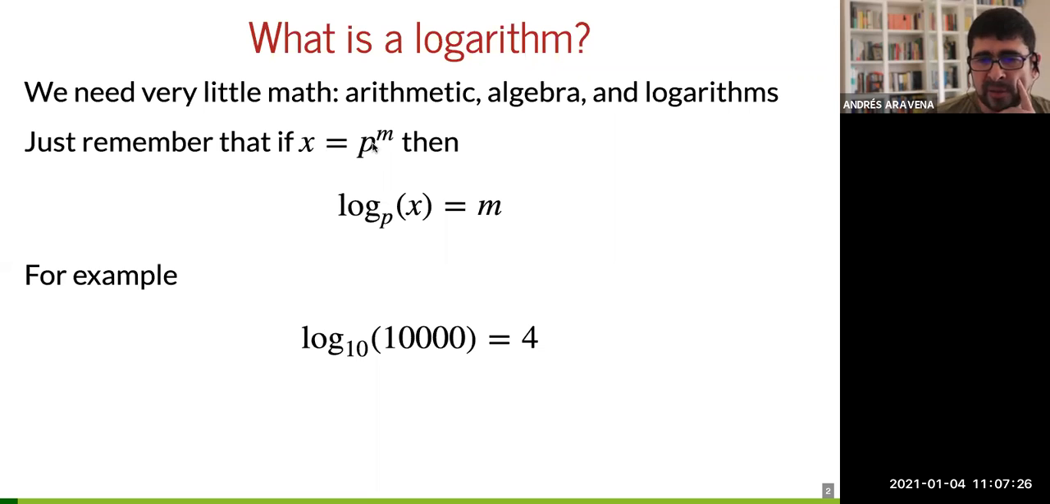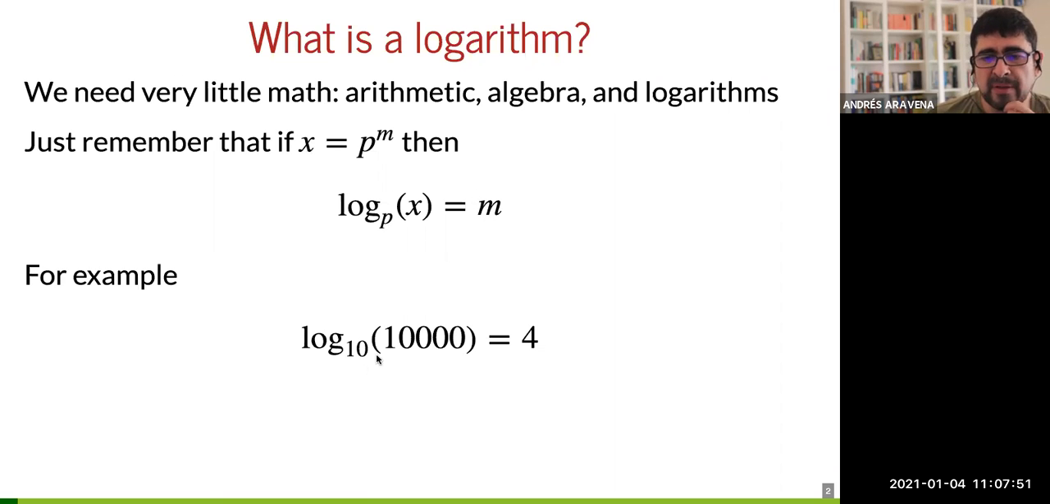Okay, so logarithm is a kind of inverse of power. If you have p to the power of m, you want to undo this, there are two ways to undo it. One is the root, and the other is the logarithm. So if x happens to be p to the power of m, then the logarithm of x in the base p is m. That is kind of the definition.